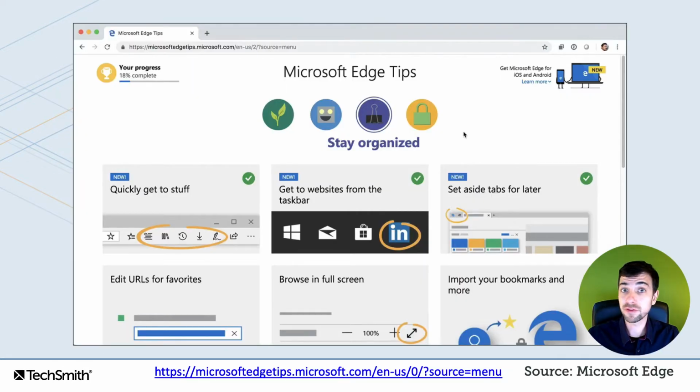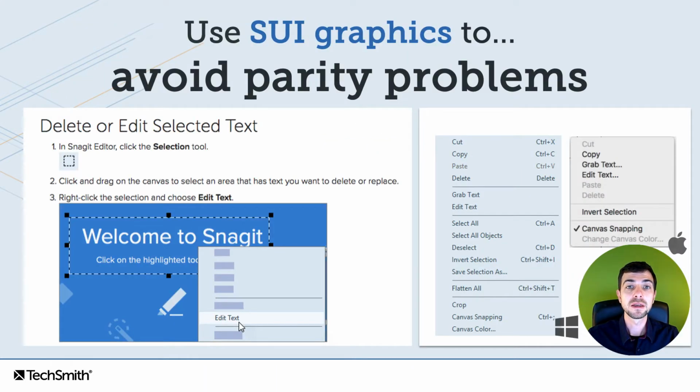And there's a lot of companies who have been using SUI type graphics in their onboarding, documentation, marketing, and sales content. So here's an example from Microsoft. They've been using it extensively in their onboarding content. Here is an example from TechSmith itself.